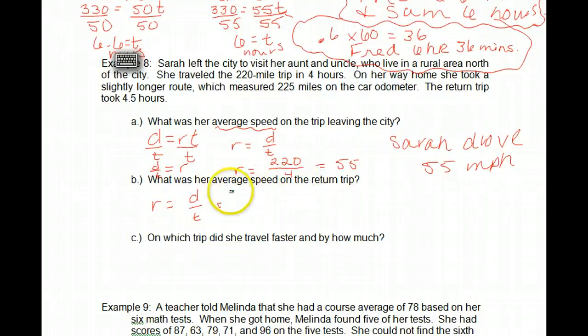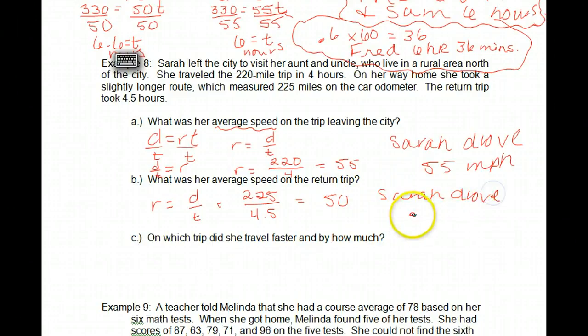Okay, for part B, you should have plugged in that she drove 225 miles on the way home and her time was 4.5 hours. So her rate was 50 miles per hour. So Sarah drove 50 miles per hour on the way home.